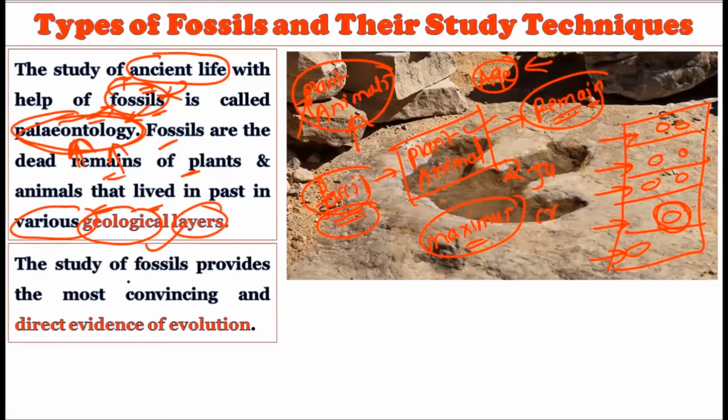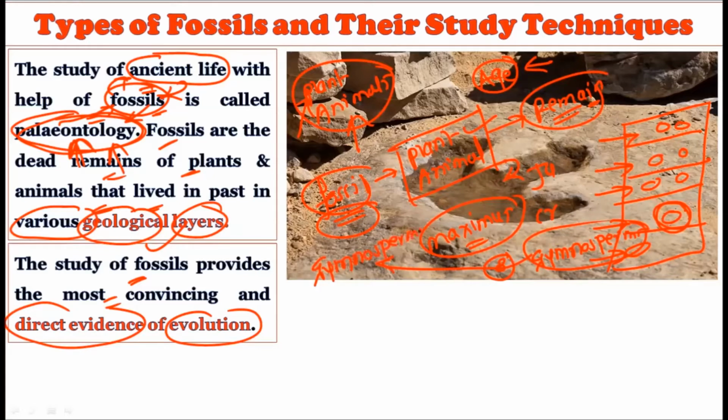See, the study of fossils provides the most convincing and direct evidence of evolution. Why are we saying that it is providing the direct evidence for evolution? Because we have studied the 3 orders of the extinct gymnosperms. So we know which type of gymnosperms were there in the ancient time, and which type of gymnosperm we have in today's date. So how the evolution has occurred in the gymnosperms, we can directly study it using the 3 extinct orders of the gymnosperm, and we can compare them with the present day gymnosperms.